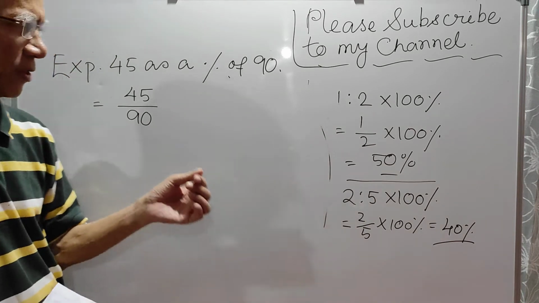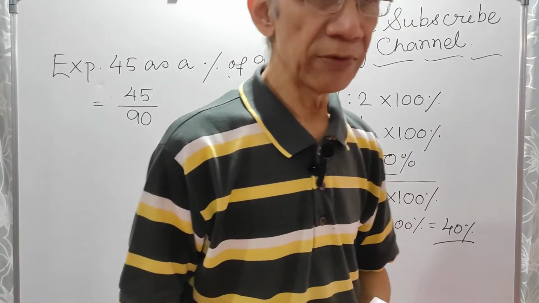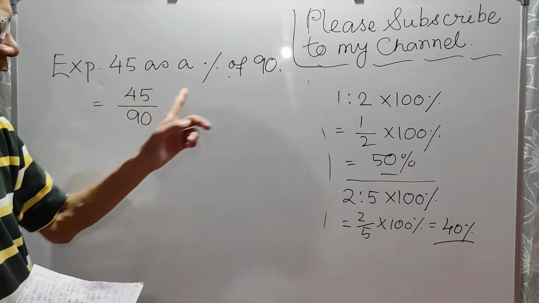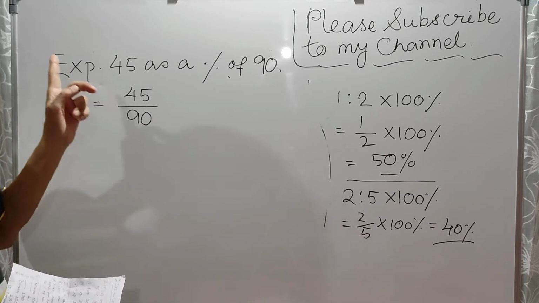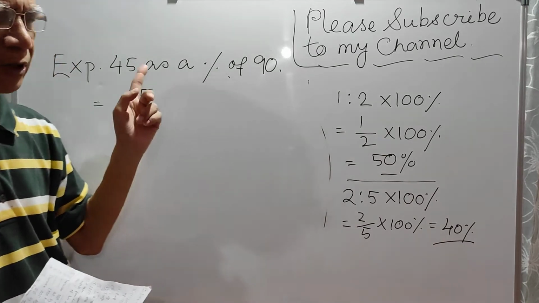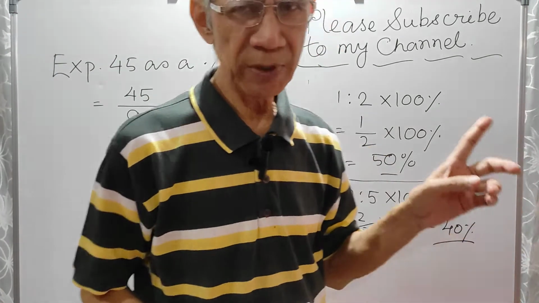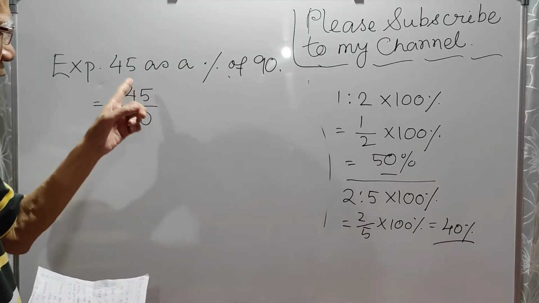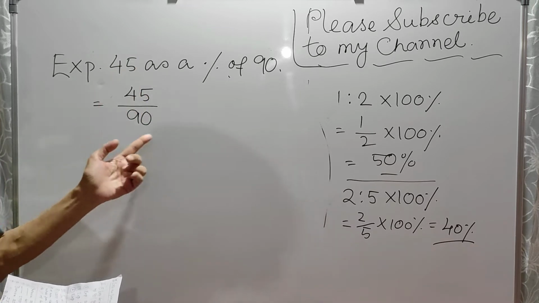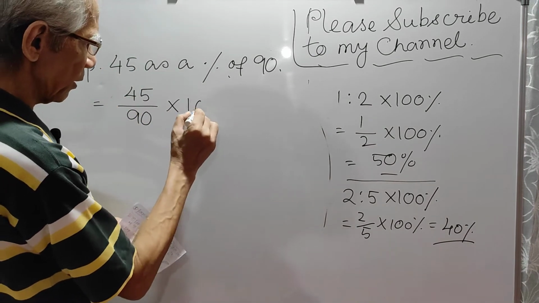Now sometimes we'll be asked express 45 as a fraction of 90. So what you do? 45 numerator, 90 denominator. Alright. Now here we are asked to express 45 as a percentage of 90. First of all, we express 45 as a fraction of 90. So we write 45 in the numerator and then 90 denominator. Now we got a fraction. So how to express as percentage? That rule I already showed you. Multiply by 100%.